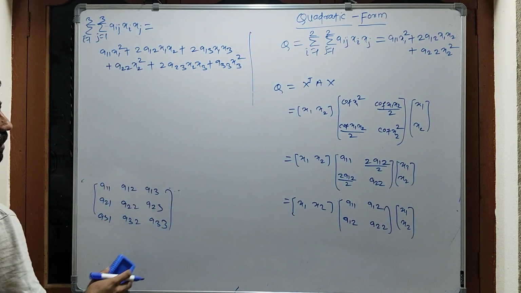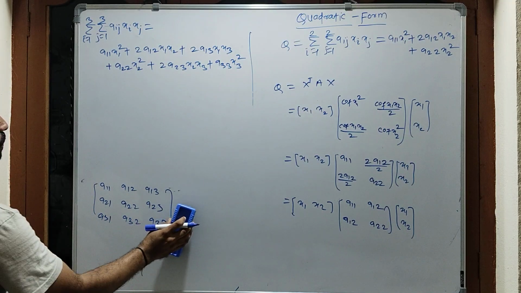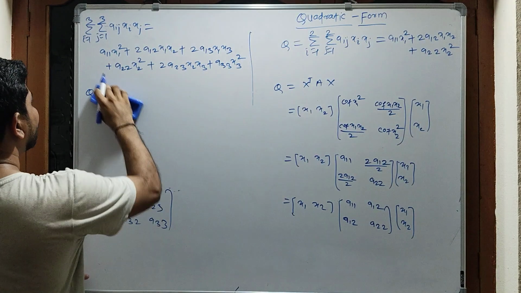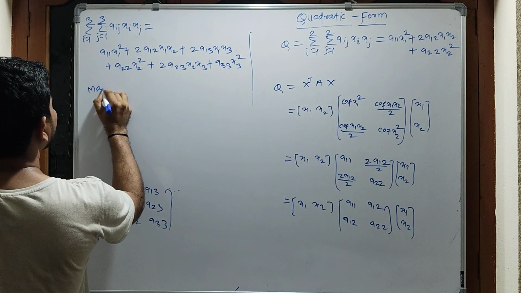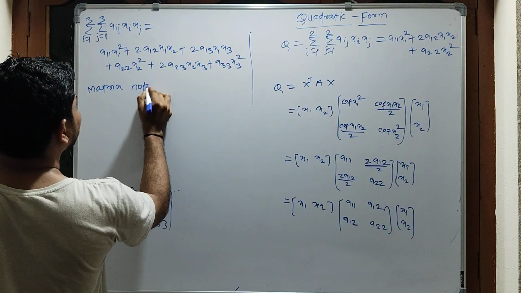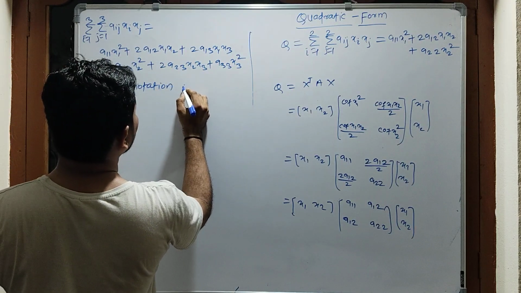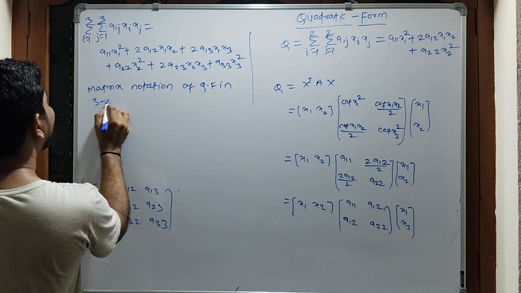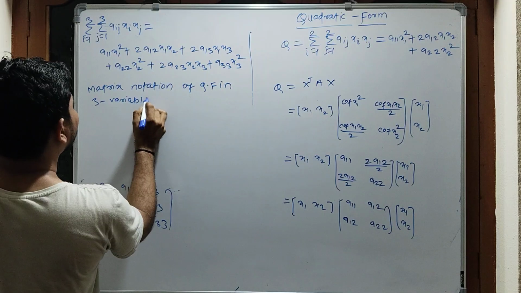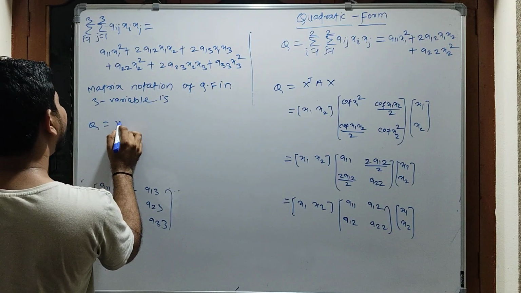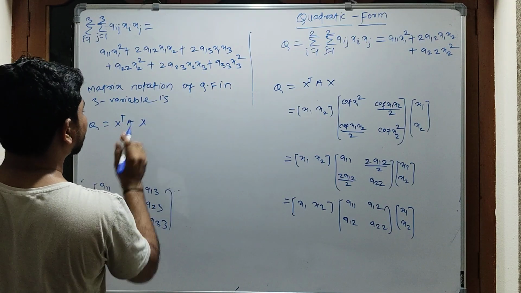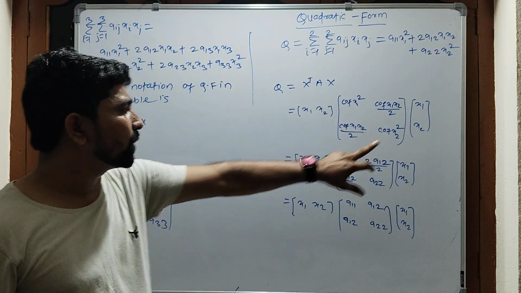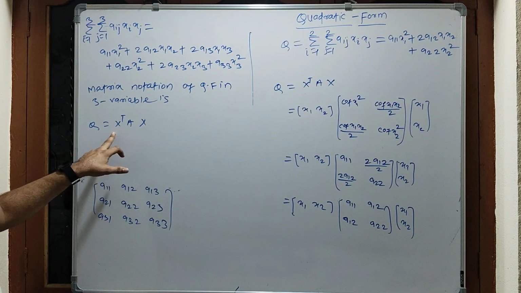Now I want to write the matrix notation corresponding to this quadratic form. Therefore, the matrix notation of the quadratic form in three variables is Q equal to x transpose A x. Here A is the coefficient matrix and x is the column vector x1 x2 x3, and x transpose is the row vector x1 x2 x3.